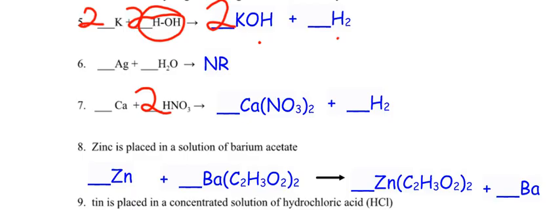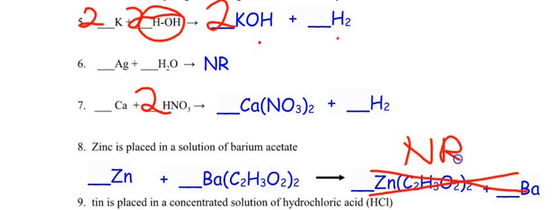So now the question is, did I do this right? Is barium going to get booted out if barium's already the more active metal? The answer is no, it's not. So I hope you didn't do that. You get no reaction, because barium is actually higher than zinc. No reaction. Okay, does that make sense? I hope so. Go ahead and do number 9. Pause this.